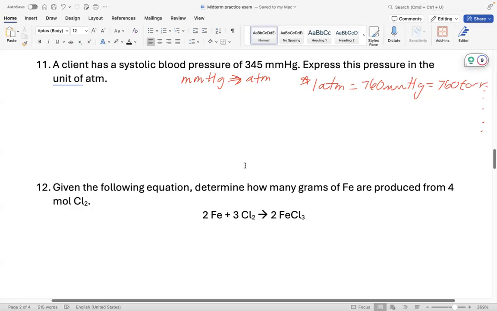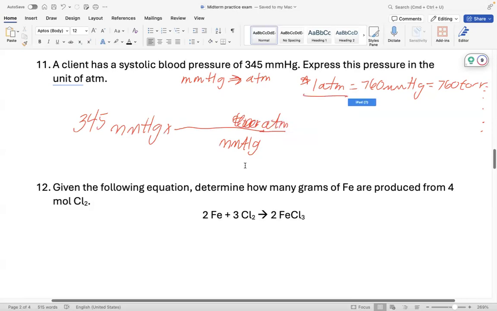So we're going to start with our given 345 millimeters mercury. All right, so I want my millimeters mercury on bottom so they cancel. We're not going to torr, we're going to atmospheres on top. So 1 atmosphere equals 760 millimeters mercury. So then it's just a matter of 345 divided by 760, which equals 0.45 atmospheres.